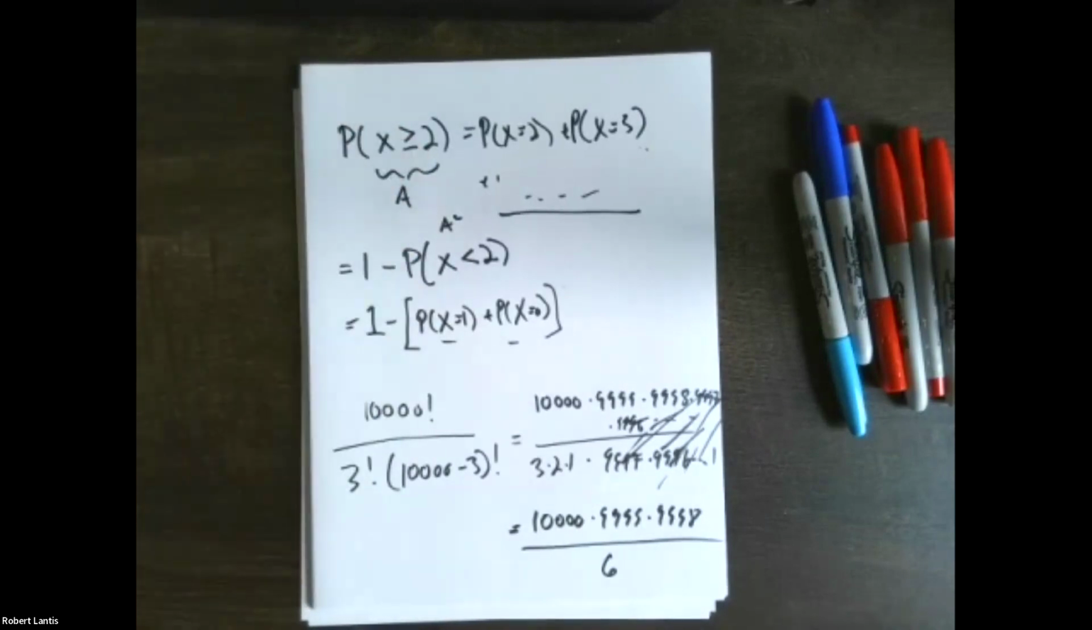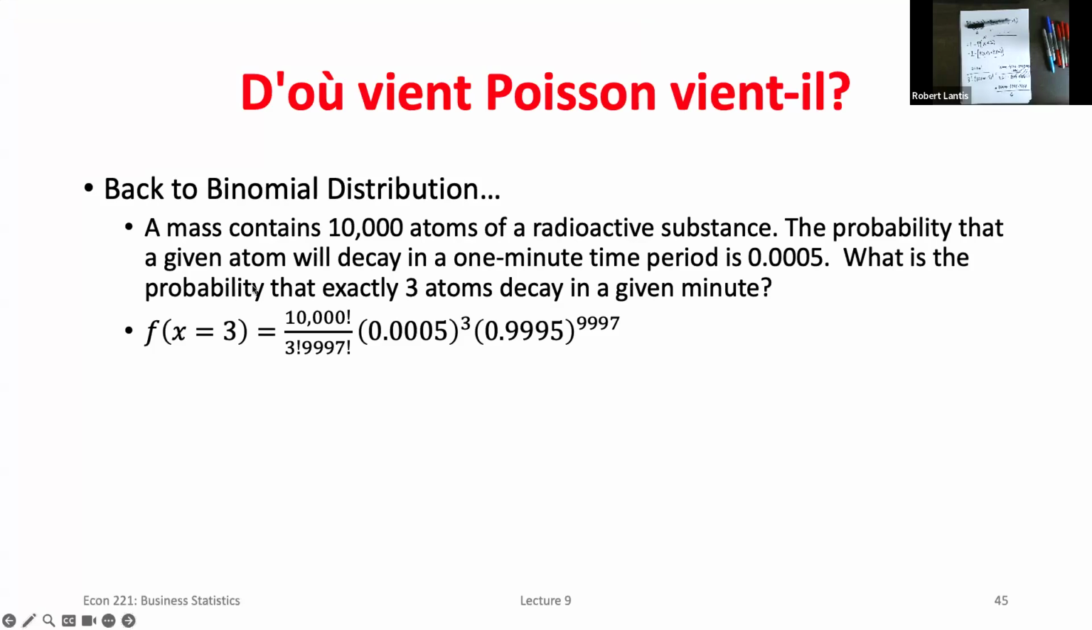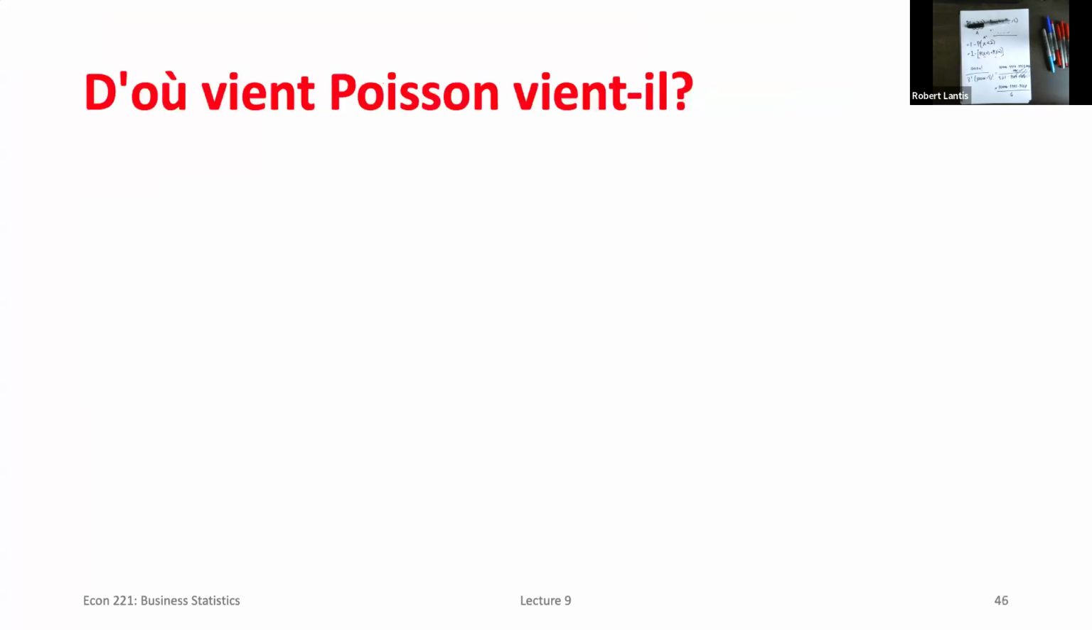But that's annoying. It's annoying that I have to figure out what cancels and go through this whole rigmarole. Instead, like I said, I can simplify it down and get that probability of 0.14.